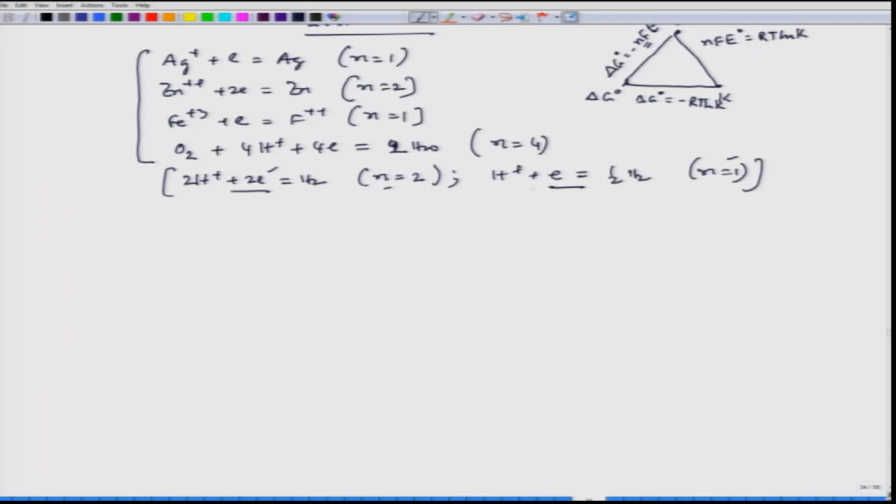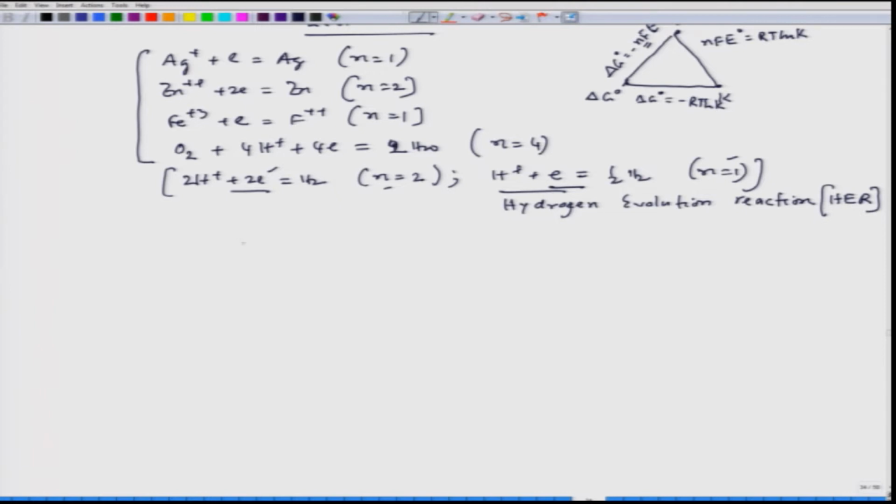And this reaction is also called hydrogen evolution reaction, or shortly HER. So, this is a very important reaction in electrochemistry.